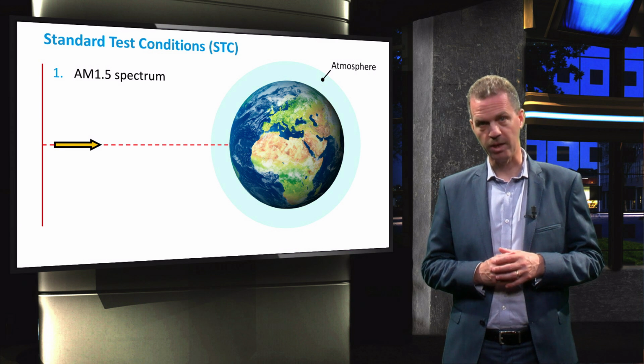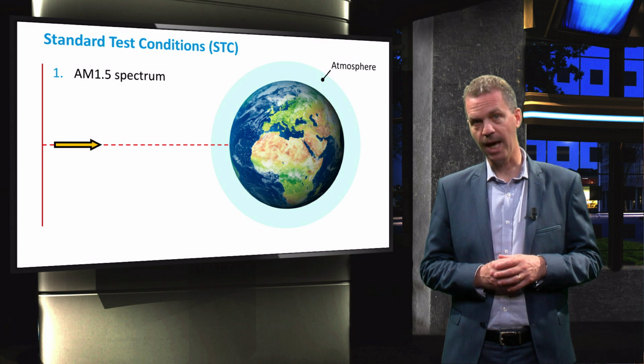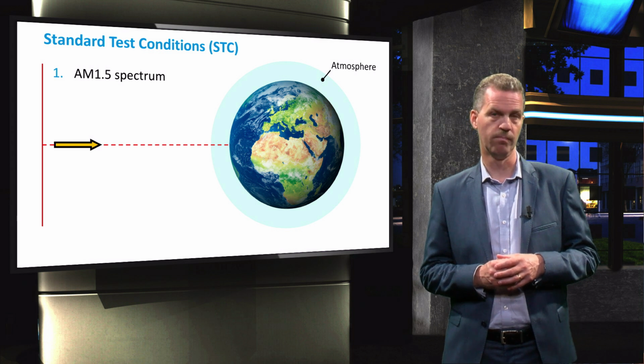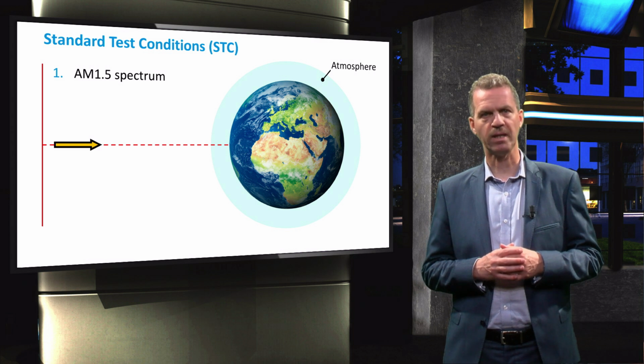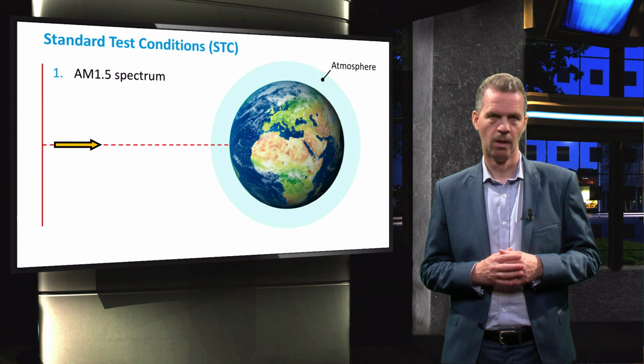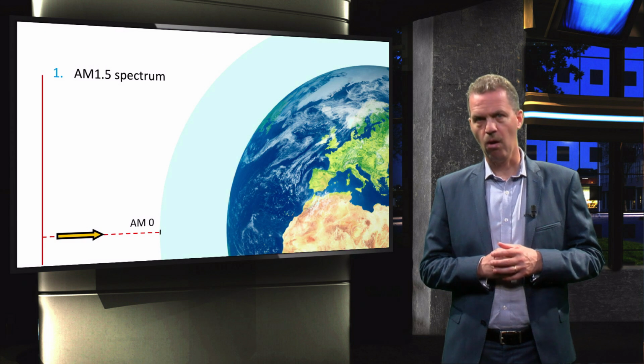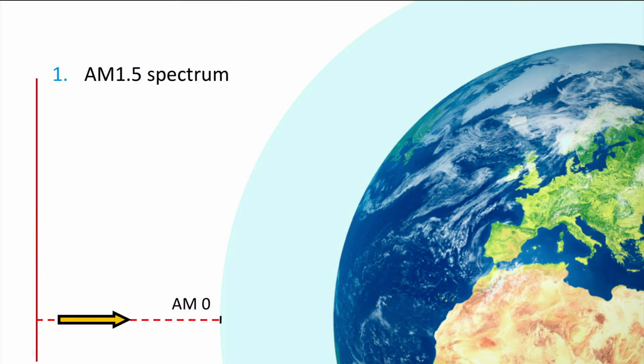For terrestrial applications, this implies using the Air Mass 1.5, or AM 1.5, spectrum. Now let's briefly recap how this AM 1.5 spectrum is composed. When a wavefront of direct sunlight, indicated here by the red vertical line on the left, reaches the atmosphere of the Earth, it has not passed any air mass and the spectrum is thus air mass 0, abbreviated to AM0.